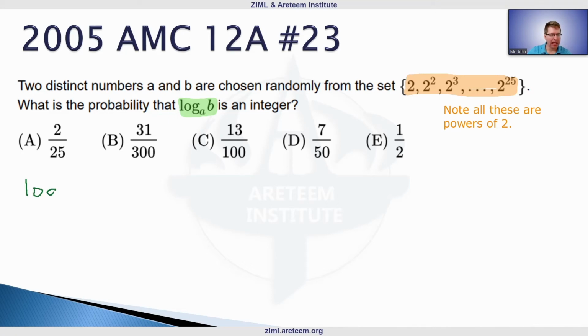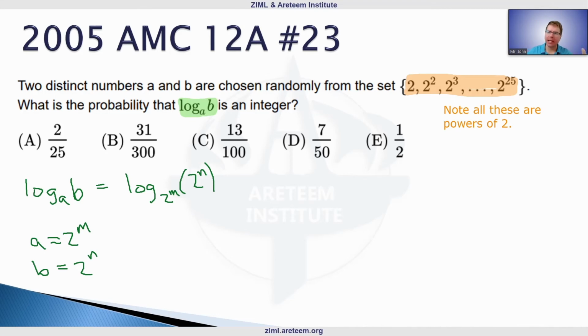Well, we're looking at log base A of B, and what we really care about are these powers of 2. So let's write these things as powers of 2. Let's say A is 2 to the mth power, B is 2 to the nth power. And so when we write out this logarithm, we have log base 2 to the m of 2 to the n.